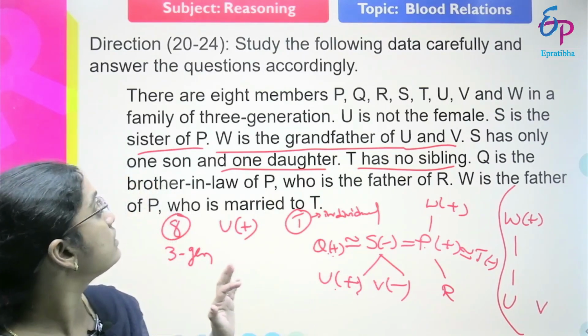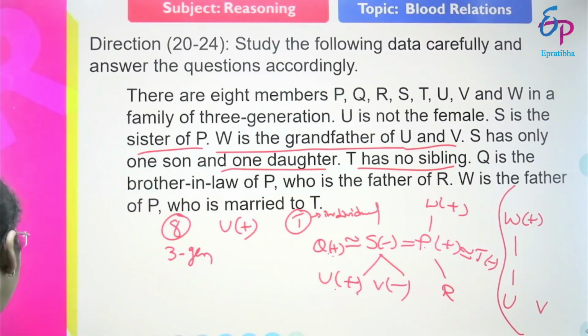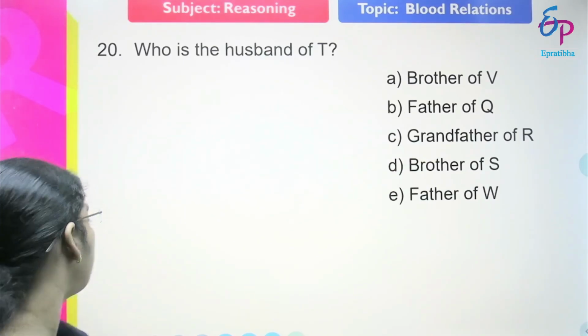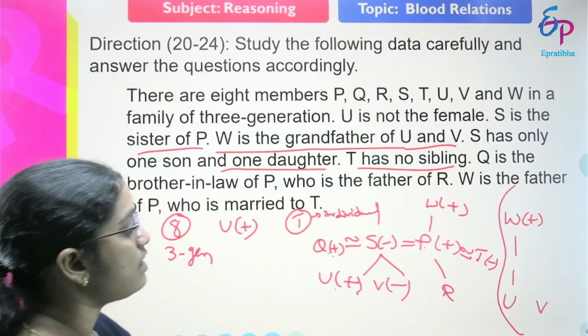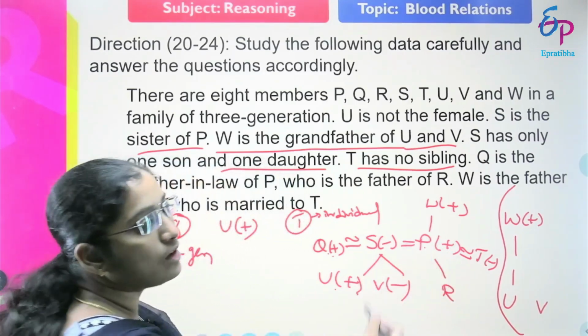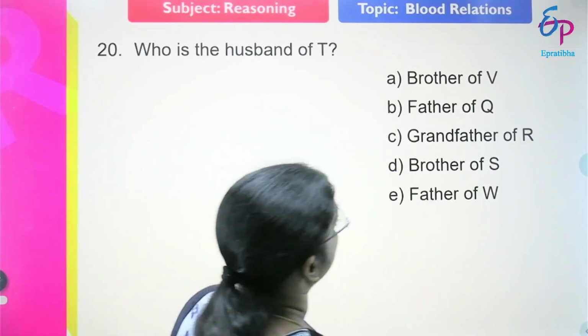Okay, then for this diagram we need to check our 5 questions, right? So what's our first question? Yes, question number 20. Who is the husband of T? Okay, who is the husband of T? So who is the husband of T, friends? P. Okay, P is the husband of T. So that means our answer is P.